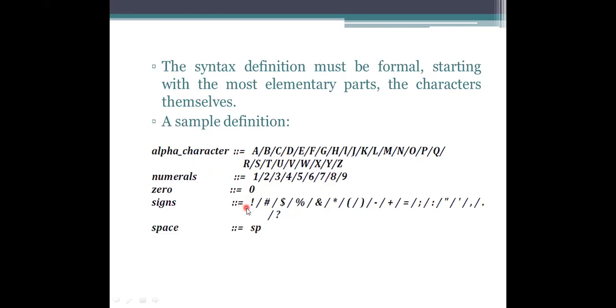Signs: what are the signs we will use or can consider while processing here. So these are the signs, and then next this is the space. If any definition has multiple definitions, what we need to do is specify the operator there, which is designated by the symbol, a forward slash here.